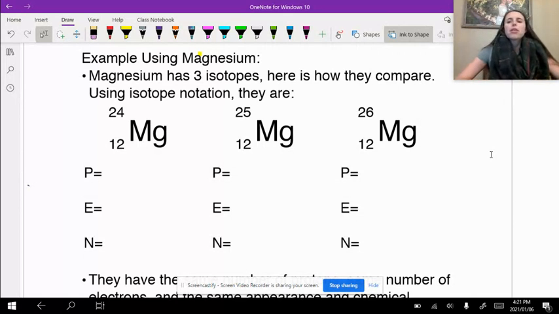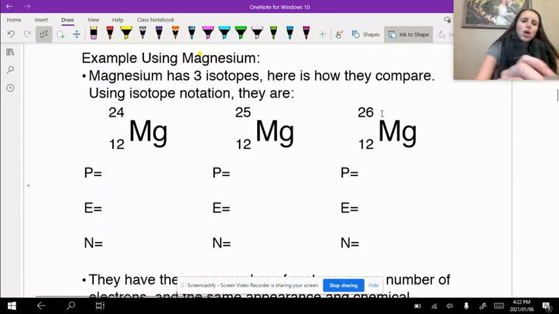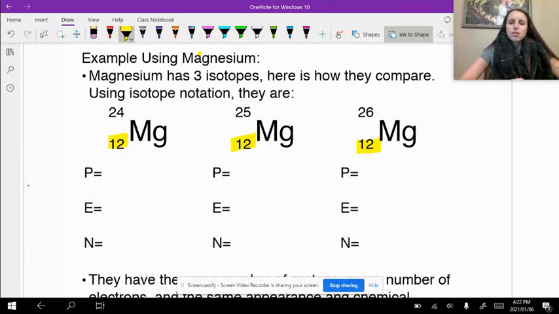So we're going to take a look at the 3 different isotopes that are surrounding magnesium. How do we know they're 3 different isotopes? We'll take a look. These numbers are different, right? They look slightly different, so they're isotopes of each other. We know they're all magnesium because they each have 12 protons. The number at the bottom represents the number of protons. So this is magnesium.